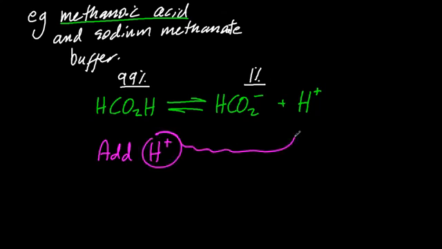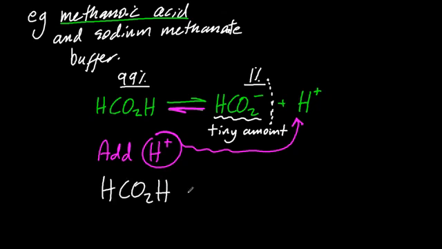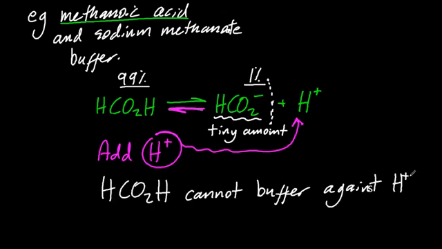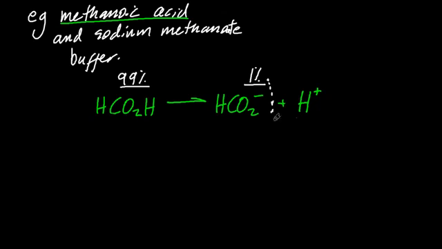But if I add H+, it's going to shift back to the reactants, and there's going to be a problem. There's very little methanoate ion available to shift back, and so once that little bit's been used up, my buffer's not going to absorb any more H+. It can't really buffer against the hydrogen ion, just methanoic acid on its own.